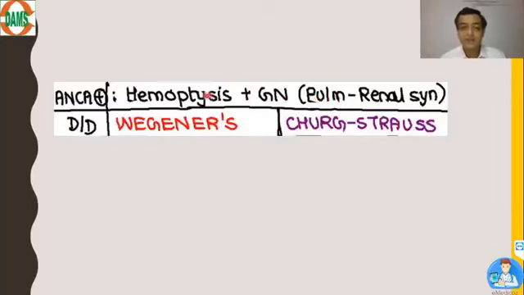The classical one is Goodpasture. But if it is ANCA positive with other organ involvement, the differential diagnoses are Wegener's granulomatosis and Churg-Strauss syndrome. Microscopic polyangiitis we have finished. What remains among the ANCA positive? Wegener versus Churg-Strauss syndrome, that we want to compare.